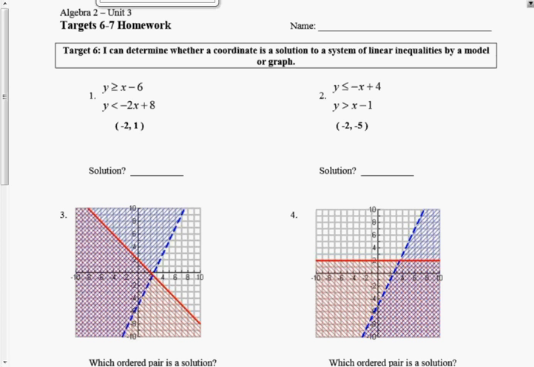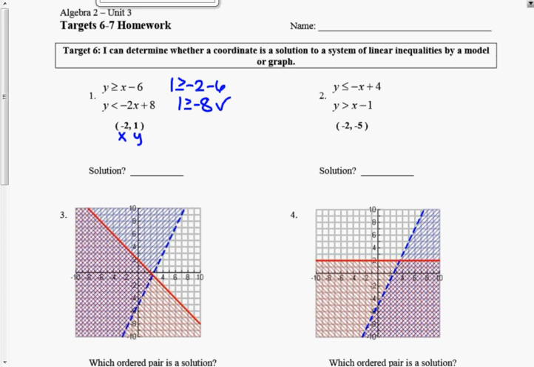Target 6 is about determining if something is a solution to a system of inequalities. On 1 and 2, we gave you the inequalities. Remember, to be a solution, that point has to be true in both inequalities. When I plug -2, 1 in, remember -2 is my x, 1 is my y. So I get 1 is greater than or equal to -2 minus 6. -2 minus 6 is -8, and 1 is greater than or equal to -8.